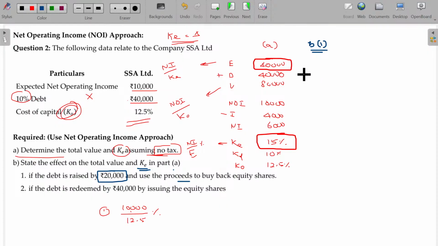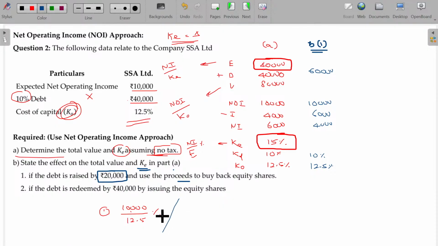You raised debt by 20, so 40 becomes 60, and the NOI is 10,000 rupees. So KD will be 10%, KO 12.5%. Interest is 6,000: 60,000 debt at the rate of 10% means 6,000 will be the interest, and NI being 4,000 rupees. Now you have to find out the V first of all.